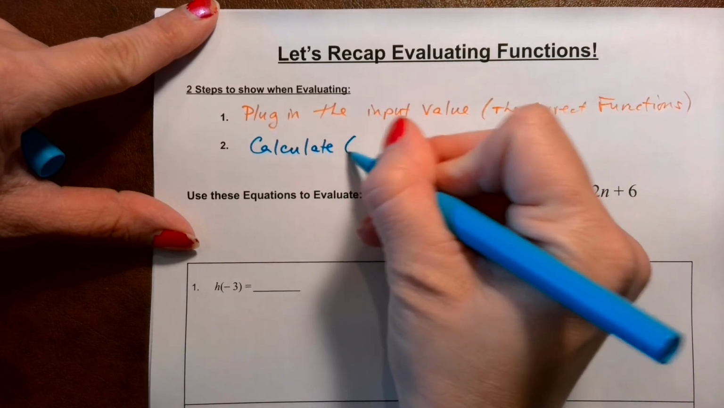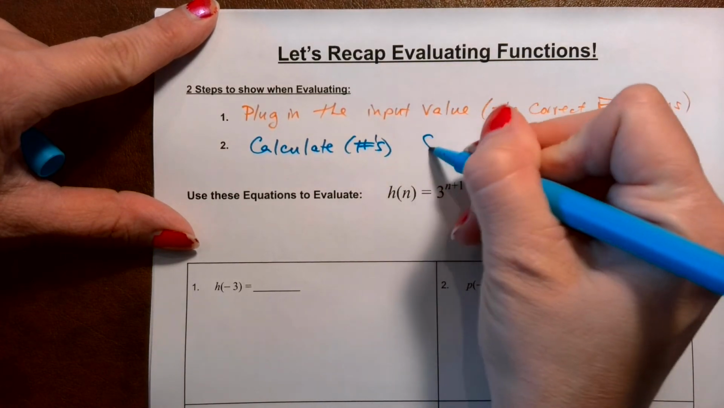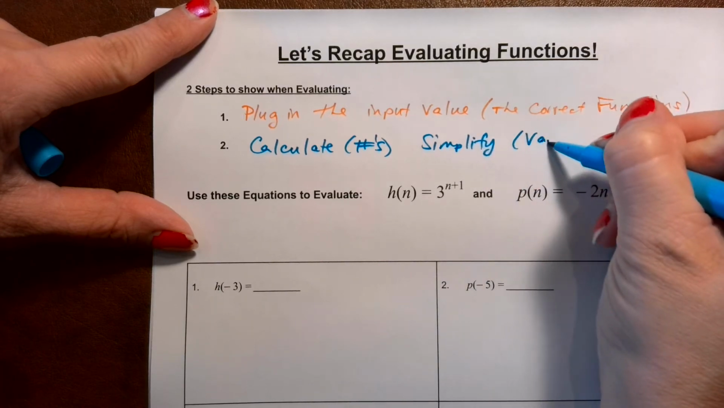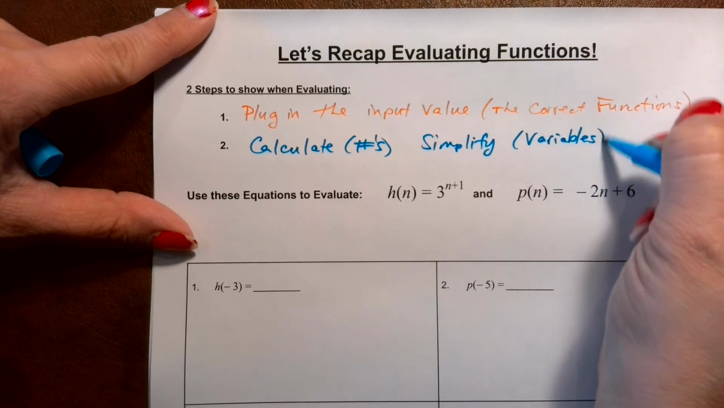And then the second step is you have to calculate. We're going to calculate if there's numbers, and we're going to simplify if there's variables, if there's letters and stuff.